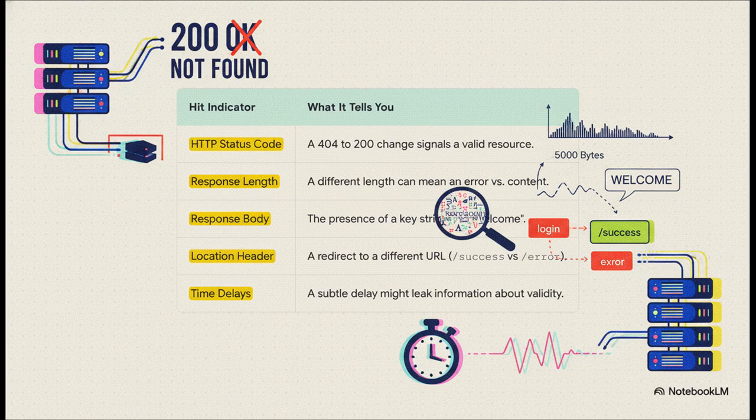But you can also look at the length of the response. Maybe a valid user profile is 10,000 bytes long, but an error message is only 500. That difference is your signal. You could even search for a specific word in the response, like "welcome" after a good login. Sometimes the clue is even more subtle, like getting redirected to a different URL, or even a tiny delay in how fast the server responds.